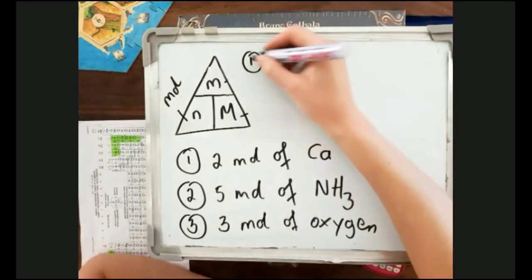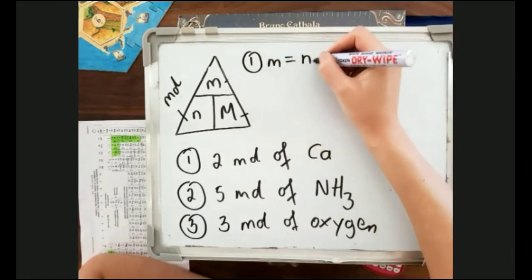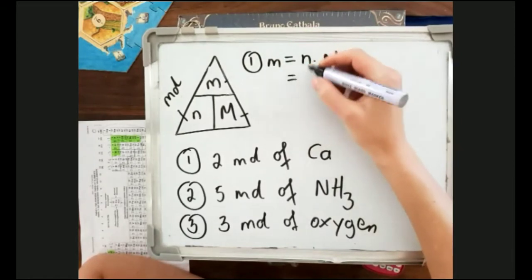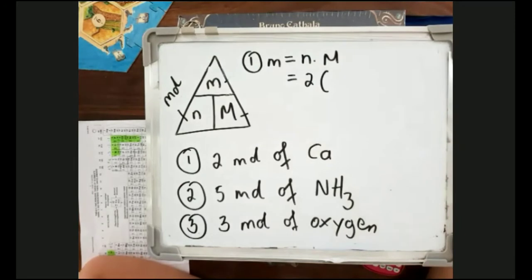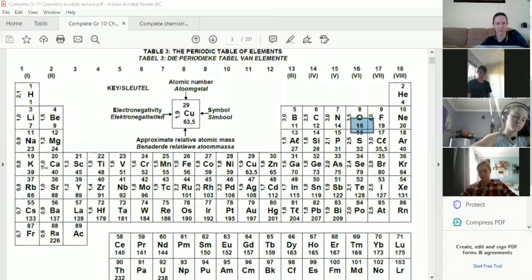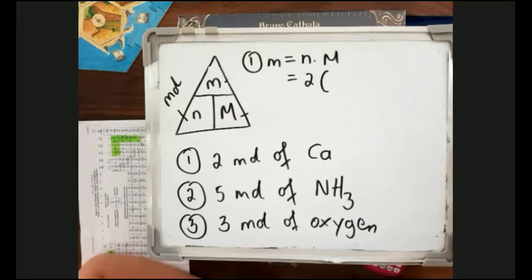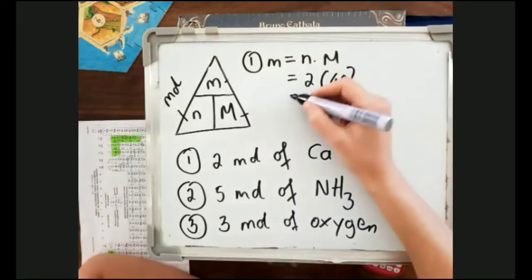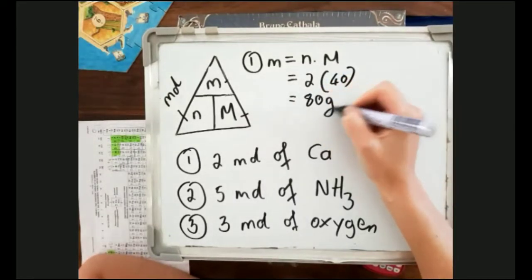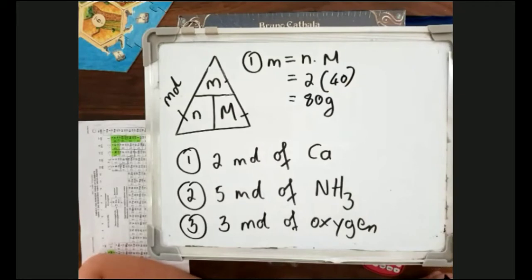So for the first one, my mass, little m, is equal to mole times molar mass. The mole is 2. The molar mass of calcium, if you look at your periodic table, is the big number here, so it's 40. So it's 2 times my 40. That gives me 80 grams. So that's the mass of 2 moles of calcium.